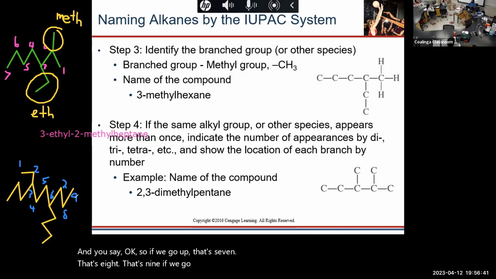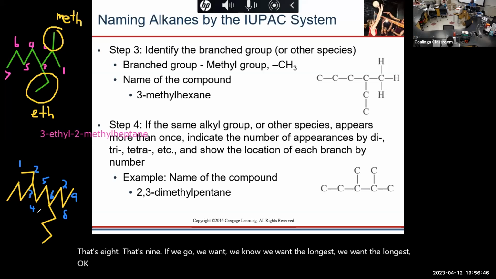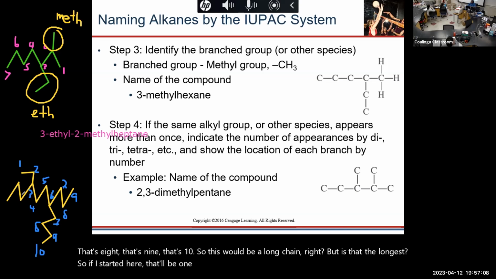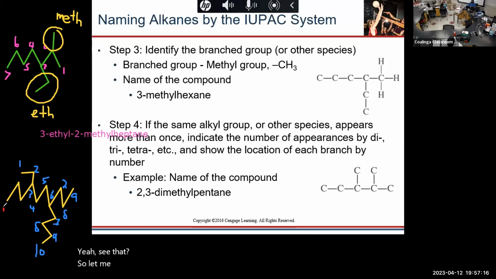We want the longest one, but also the shortest number where something is located. Okay, so if we go down, that's 7. That's 8. That's 9. That's 10. So this would be a long chain, right? But is that the longest? If I start here, that'll be 1, that's 2, that's 3. You guys see that? That's the shortest chain, right? We want the longest chain, but we want the smallest numbers.